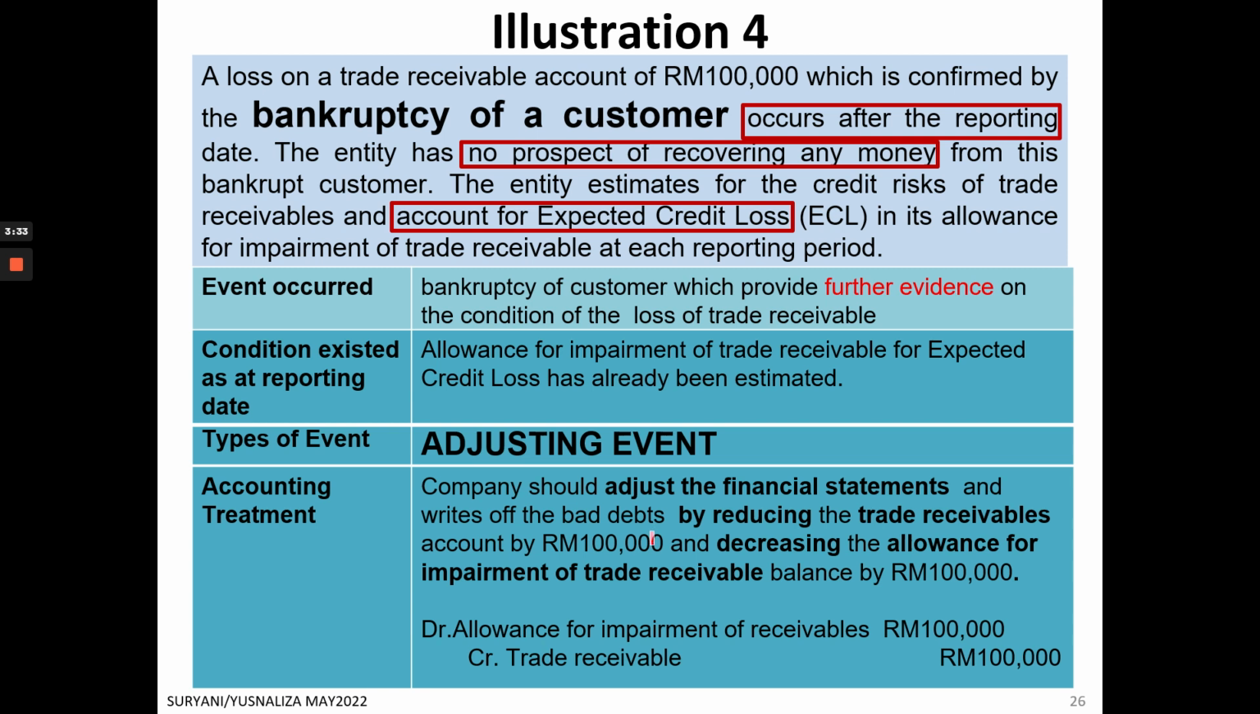How do we write off bad debts? We are going to write it off by reducing the trade receivable account, which is to credit the trade receivable account by 100,000, and decreasing the allowance for impairment. Remember to reduce the allowance that you have earlier made for the uncollectible receivable, and now it is confirmed that it is going to be a loss for the company because of no prospect of recovering any money from that bankrupt customer. So that will reduce both accounts by 100,000, and it is an adjusting event.